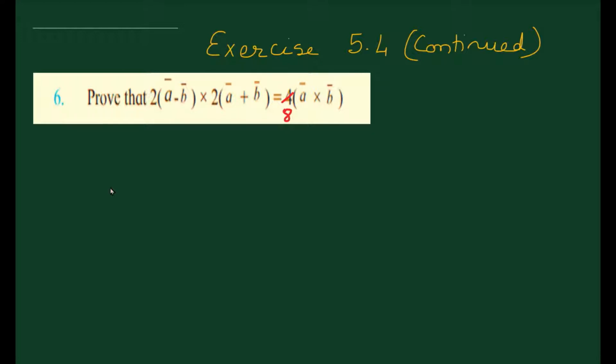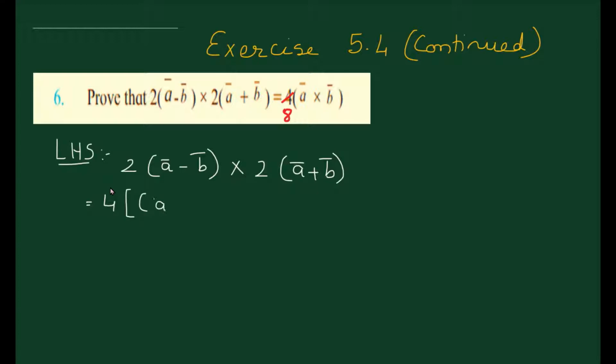So according to this question, now we take the LHS, which is (2a bar minus b bar) cross (2a bar plus b bar). Okay. So in this case, now according to a property of vectors which we had learned earlier, 2 and 2 can be written as 4. So we get 4 (a minus b) cross (a plus b).